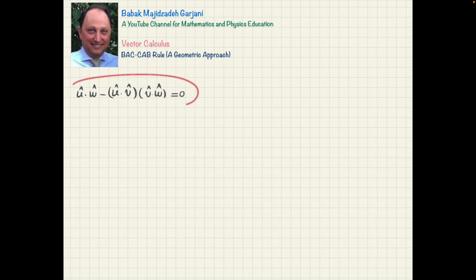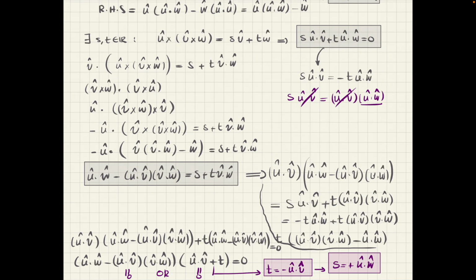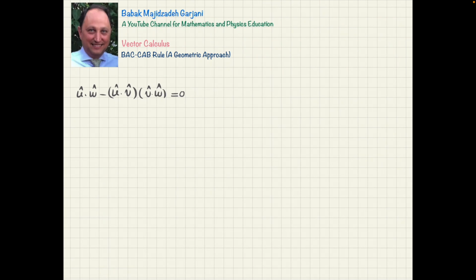So I move that equation here. So let me go back again. So here we realize that either this one is 0, which we are done, because what we get from here gives me exactly the BAC-CAB equation. Another possibility is this one to be 0. I want to show that even if this is 0, again the BAC-CAB rule applies. But that would be a little bit tricky. So how should I do that?